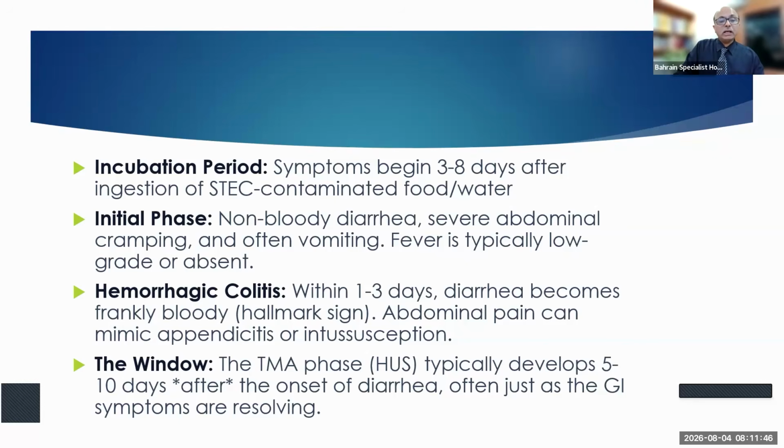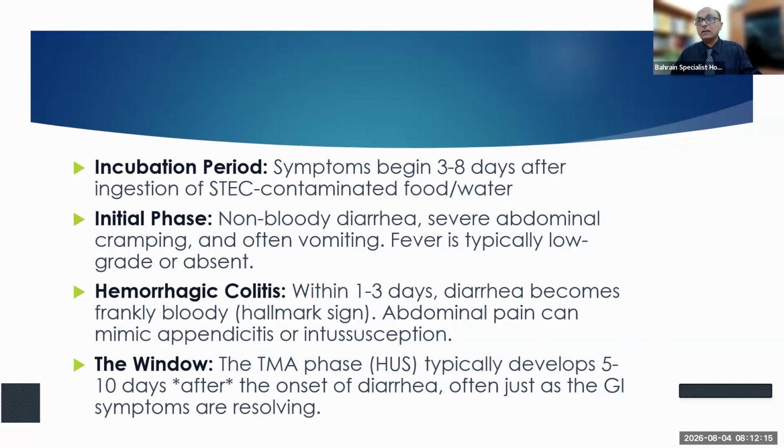Hemorrhagic colitis will be the second phase, coming within 1 to 3 days after the diarrhea becomes frankly bloody, which is the hallmark sign of HUS. There will be abdominal pain that can mimic appendicitis or intussusception. The thrombotic microangiopathic ischemia phase of HUS typically develops 5 to 10 days after the onset of diarrhea, often just as the GI symptoms are resolving.